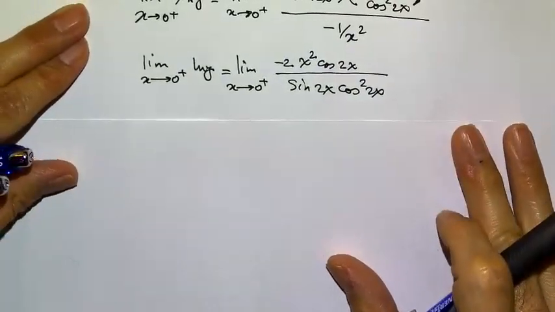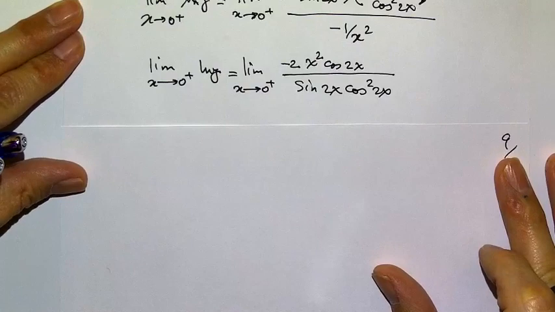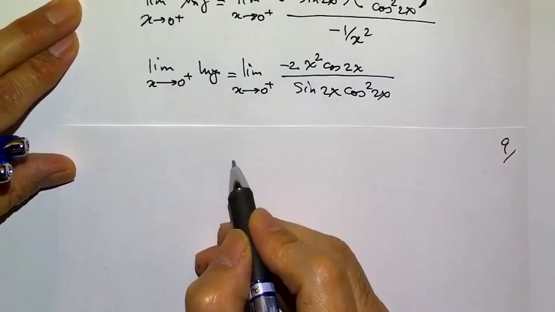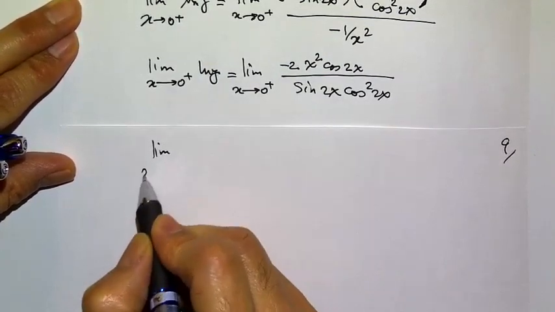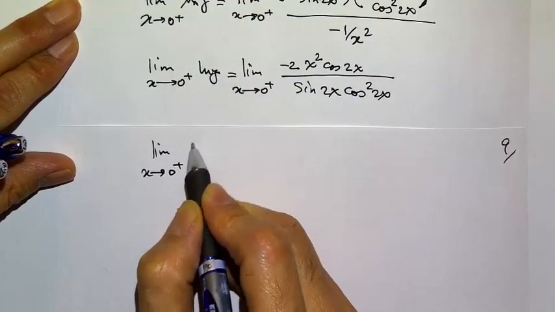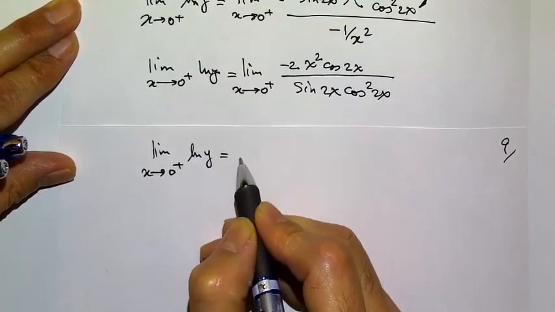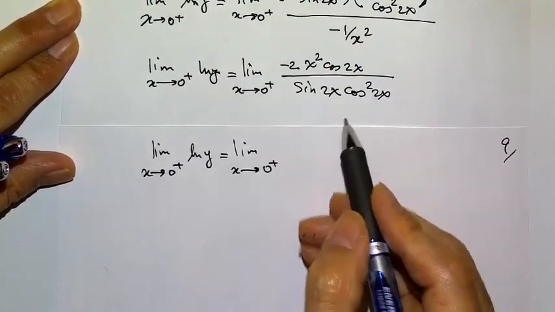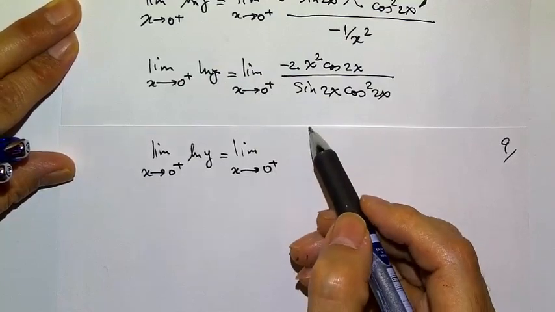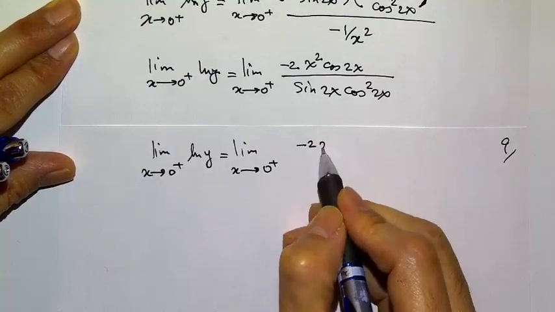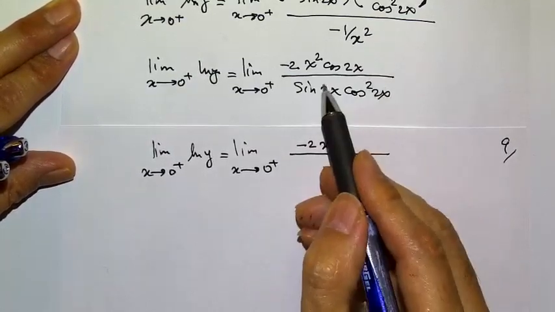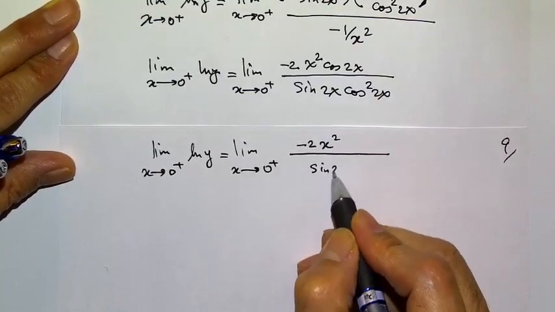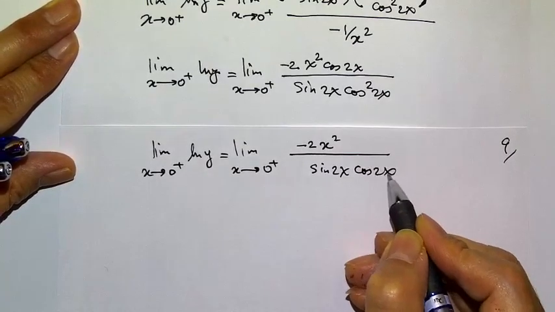Again, I picked up this speed because I think there's another class coming into this classroom. So on the left, we have the limit as x goes to 0 from the right of natural log of y, and that is equal to, if we simplify things, minus 2x squared divided by cosine of 2x, but with one cosine canceling out, we get, of course, sine of 2x cosine of 2x.